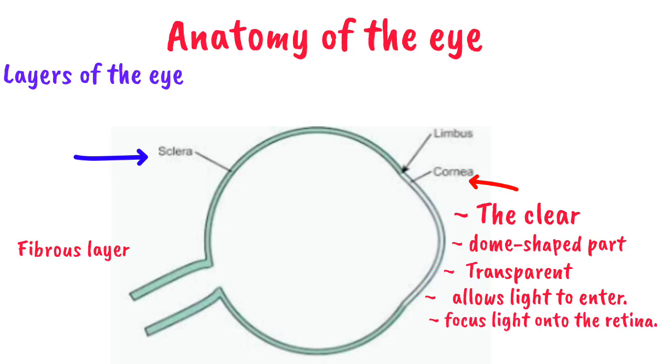Then, the sclera, often called the white of the eye. The sclera surrounds the rest of the eyeball. It provides protection and structure for the eye. The sclera is actually continuous with the cornea at the front.